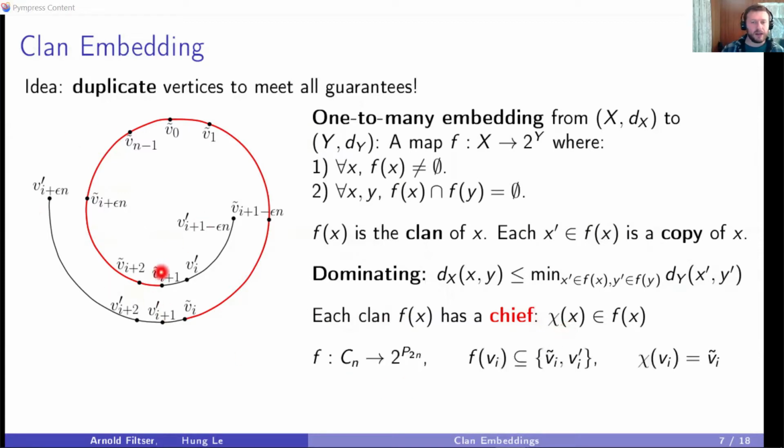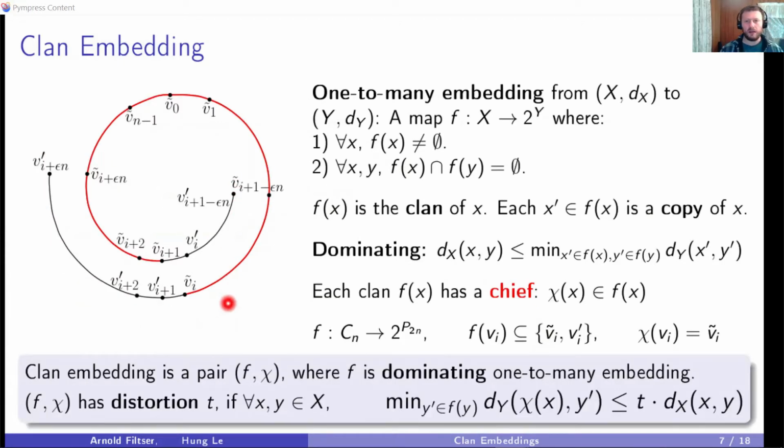In this example, the clan embedding is from the cycle graph to the path graph. For every vertex v_i, the clan consists of the vertices v_i tilde and v_i prime. For some of them, it's only v_i tilde. So for example, for v_{i+1} there are these 2 vertices, while say for v_0 there's only 1 vertex, there's no prime. And the chief, χ(v_i), will always be v_i tilde. So the red ones here are the chiefs, whereas these are copies which are non-chiefs. So this is the clan embedding.